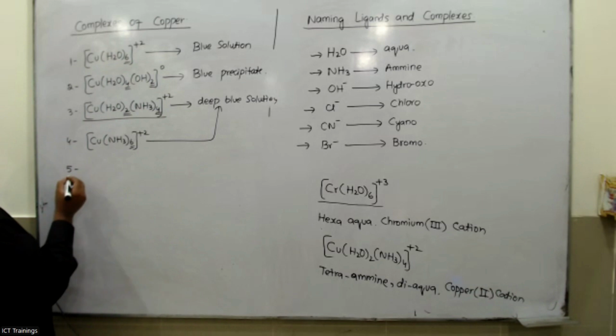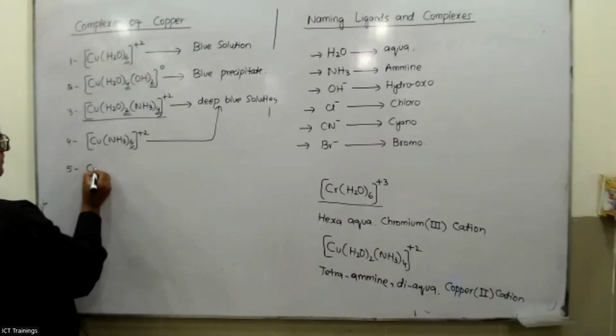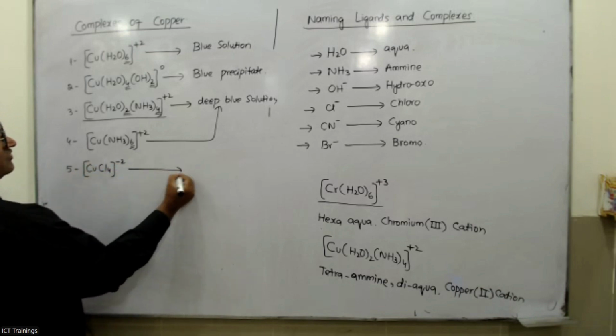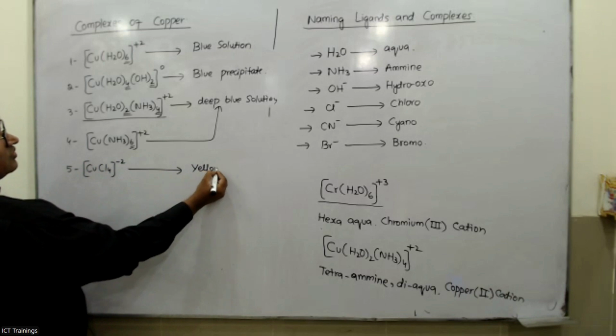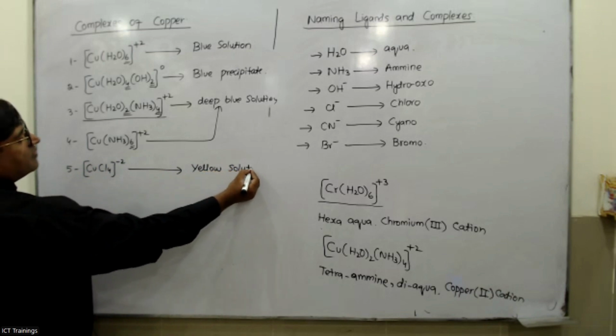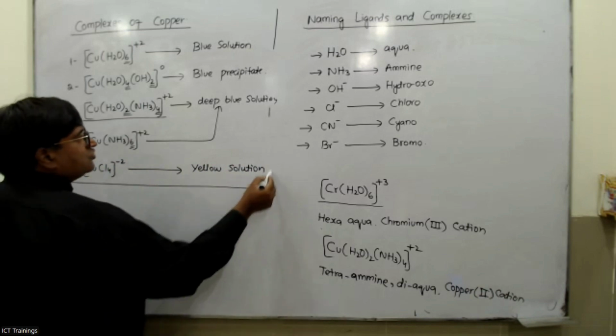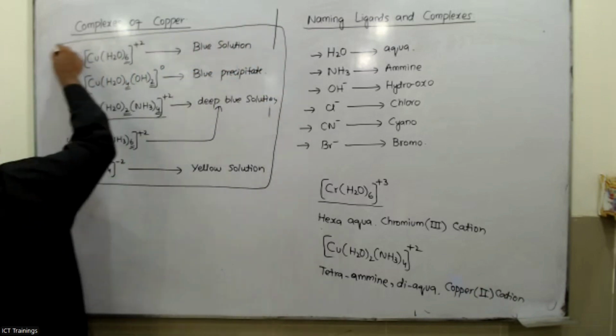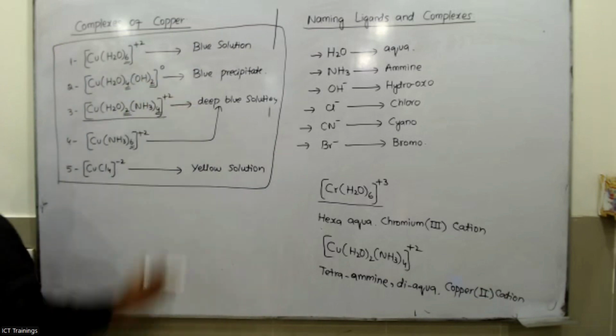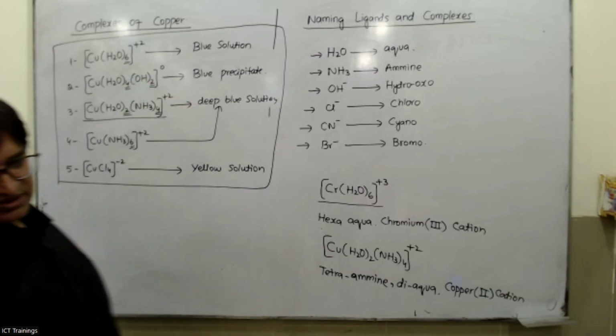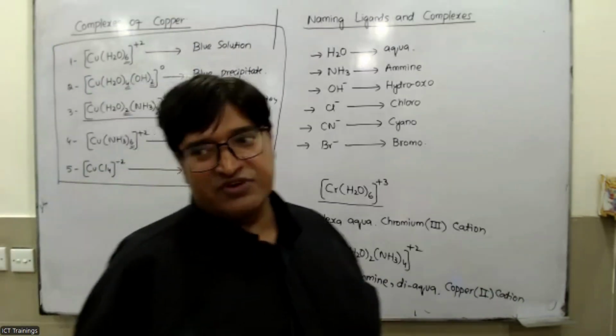The last one, my dear, is copper with Cl4 and negative 2 charge. It will form the yellow solution. So you should memorize the complexes and the colors of these. Now one more thing, the work I'm going to give to you.